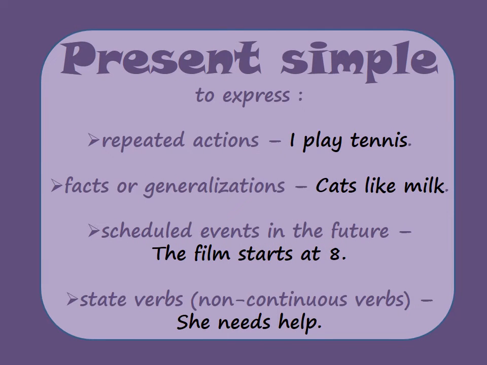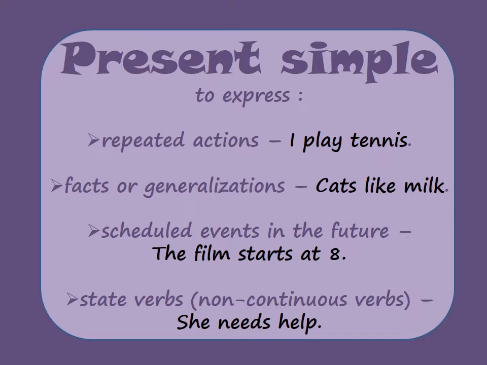Our today's lesson is about the present simple. We use the present simple to express repeated action. For example, I play tennis. I repeat this action many times. I use it when I speak about facts or generalizations, like cats like milk.